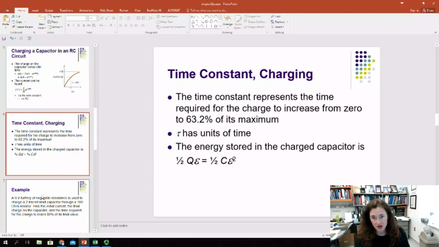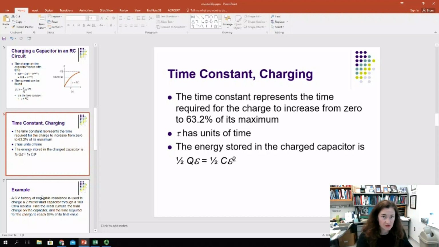Now, the time constant is something that we call R times C. As we discussed, R is kind of a governor for how fast that capacitor can charge. And so if you multiply the resistance R times the capacitance C of your circuit, you'll get the time constant. The time constant represents the time required for the charge to increase from 0 to 63% of the max value.